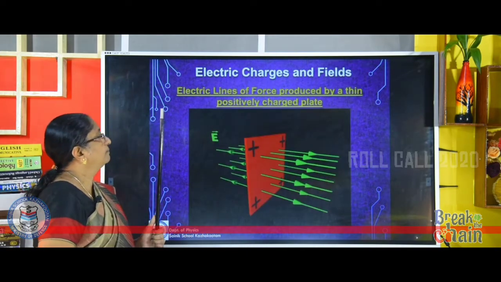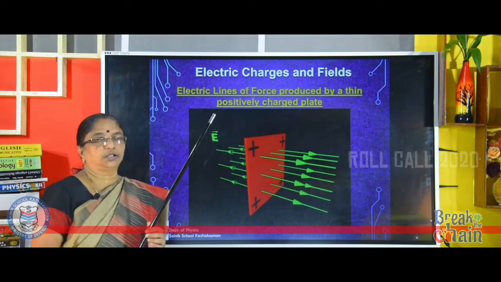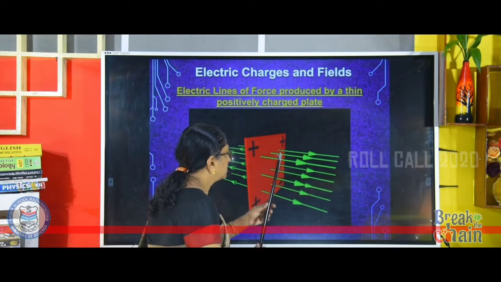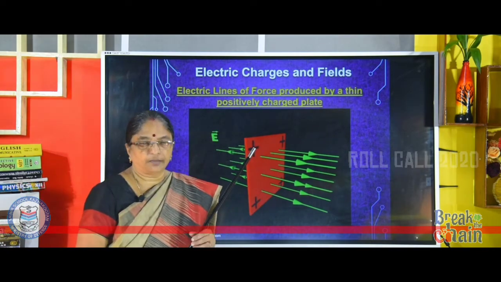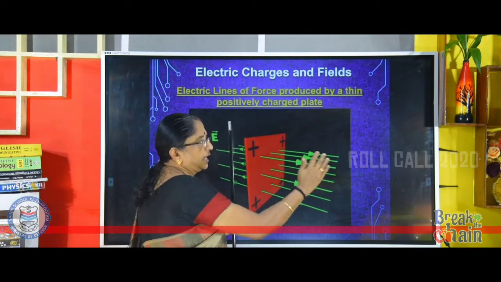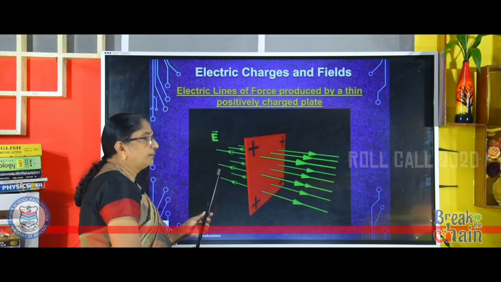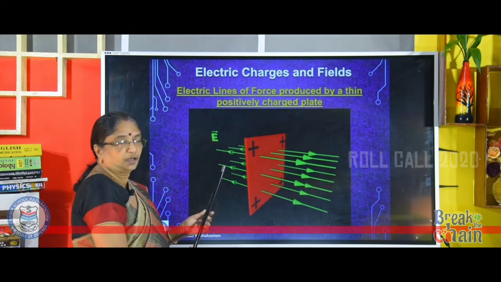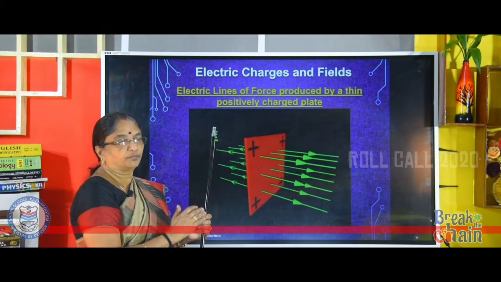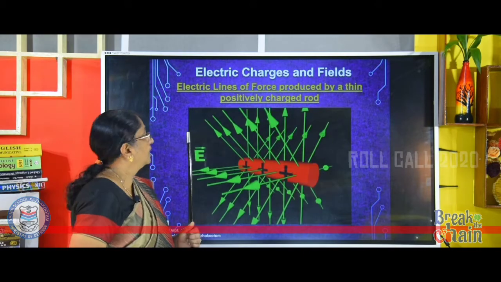Now see this one, electric lines of force produced by a thin positively charged plate. Red is the positively charged plate, again a three-dimensional figure, and see the arrows. To the right, the arrows are away from the positive plate, and behind the plate we can see the green lines directed towards the left. That is due to a thin positively charged plate.